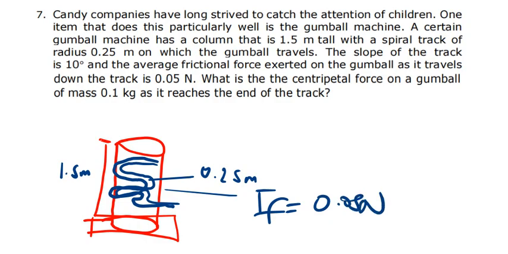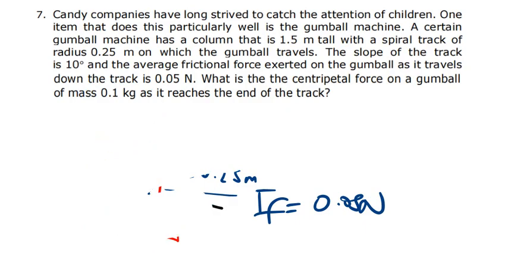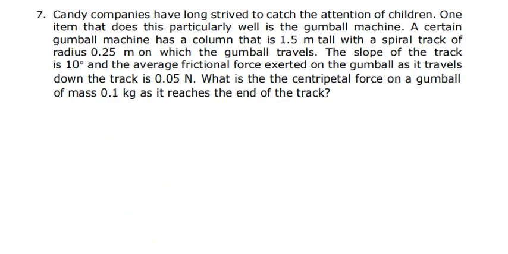0.05 newtons. So basically we're now trying to find the centripetal force on the gumball of mass 0.1 kg as it reaches the end of the track. Let's say you've put it here and it has experienced some friction. After it has moved all this way, it's going to come out from this far end. So now what will be the force at which it is going to come out? Basically, this is just my visualization. When you visualize, it will be very easy for you to solve.